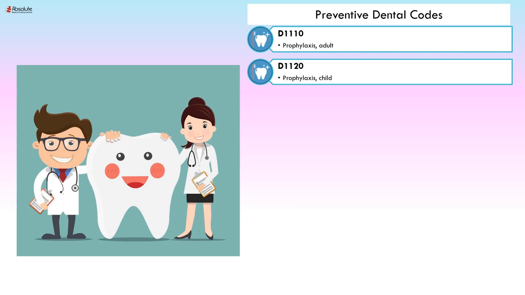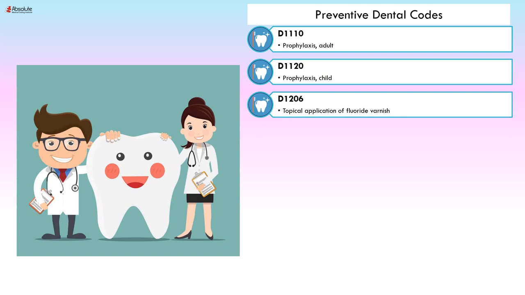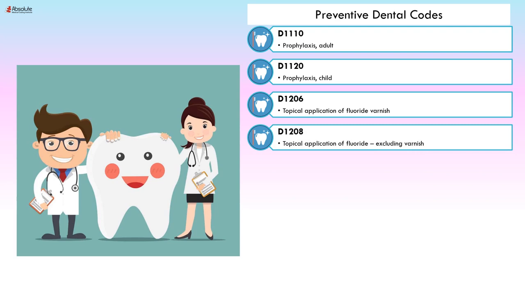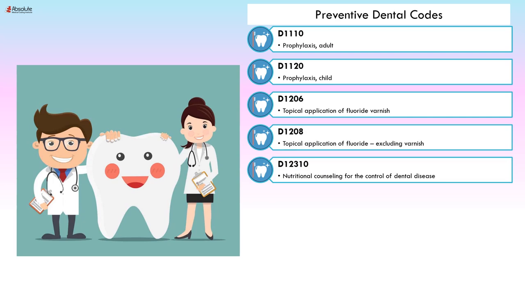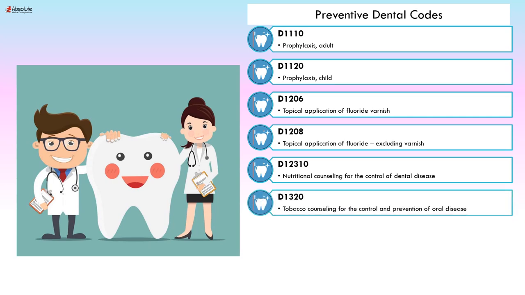And then you have one, D1120 for prophylaxis for child. And then you have D1206. This is a topical application of fluoride varnish. D1208 is a topical application of fluoride excluding varnish. And then you have the nutritional counseling for control of dental disease. This is counseling on food selection and dietary habits as part of treatment and control of periodontal disease. So this is going to be your code D1310. Okay. And then another counseling here is for tobacco counseling, D1320.